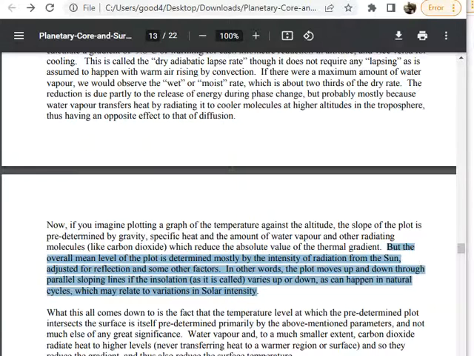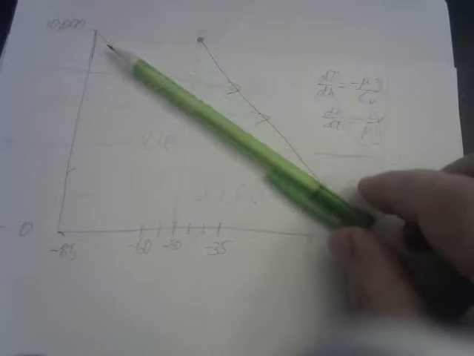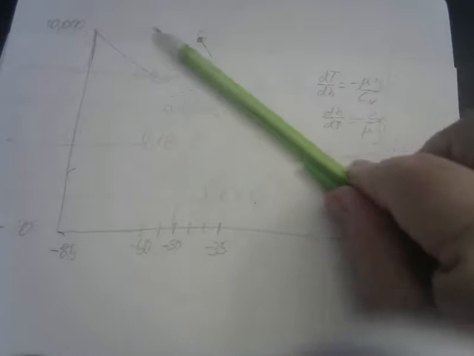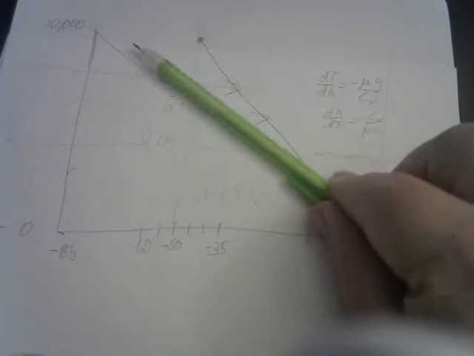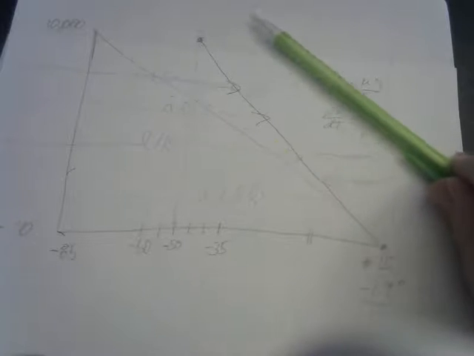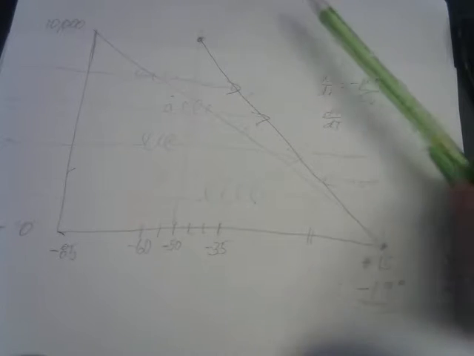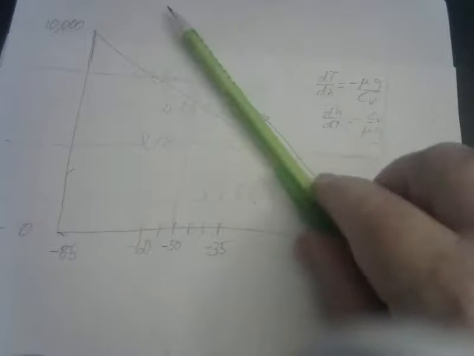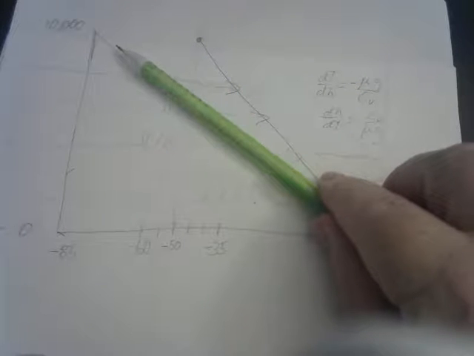And then he said the overall mean level of the plot is determined mostly by the intensity of radiation from the sun, adjusted for reflection and other factors. And I did feel like if we adjust the radiation from the sun, then the graph should slip this way. So like this would be Venus, Earth, Mars. So depending on how much radiation is coming from the sun, it will slip to the left or right.